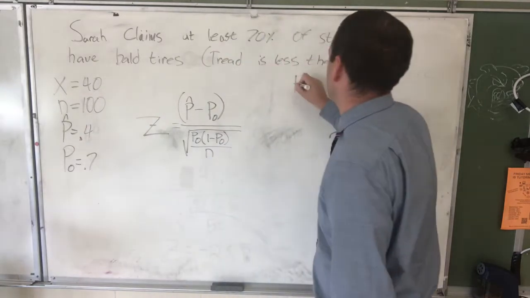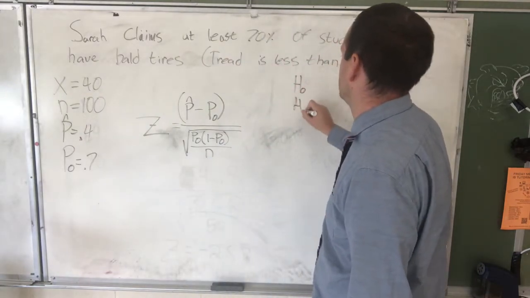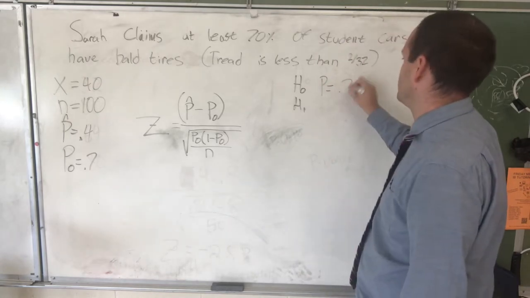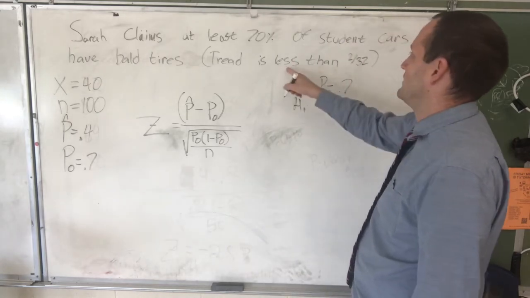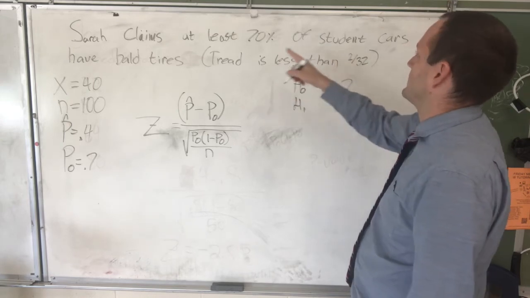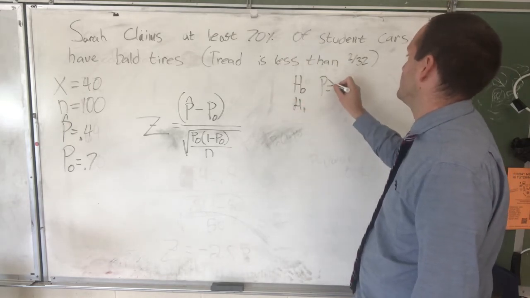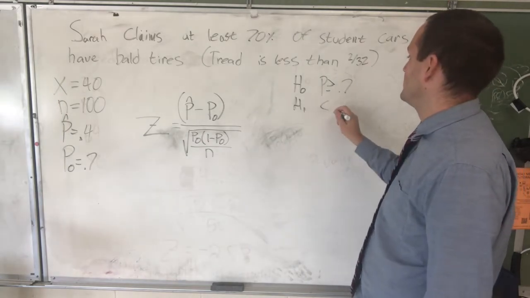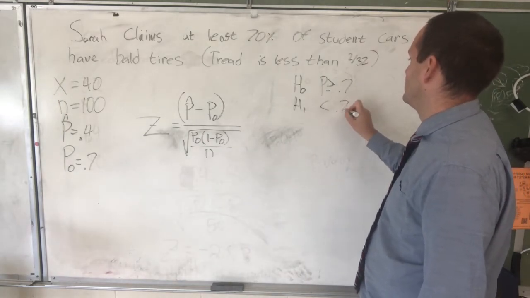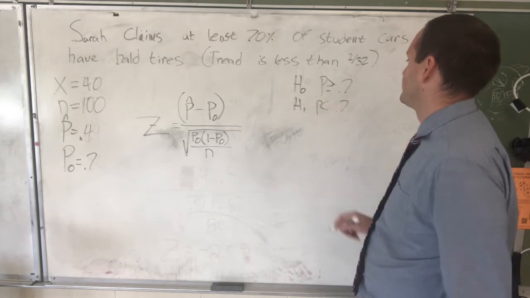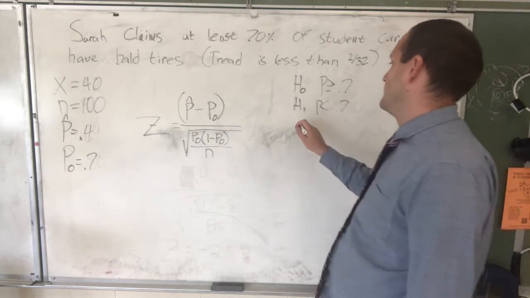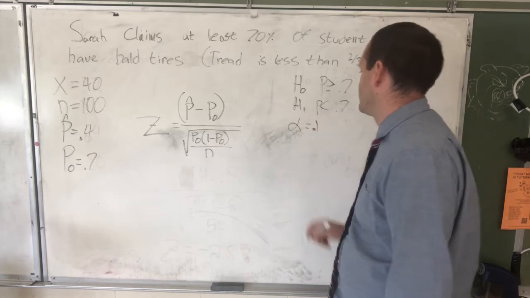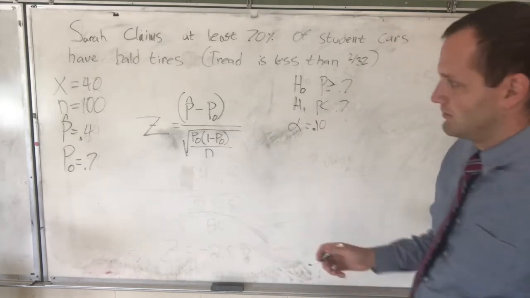Let's talk about our null and alternative hypothesis. The null hypothesis is that p is 0.7. At least, so greater than or equal to 0.7 in this case. So the alternative hypothesis is going to be less than 0.7. All right, and we're going to go with alpha of 10%, so 0.10. Well, let's do the test.